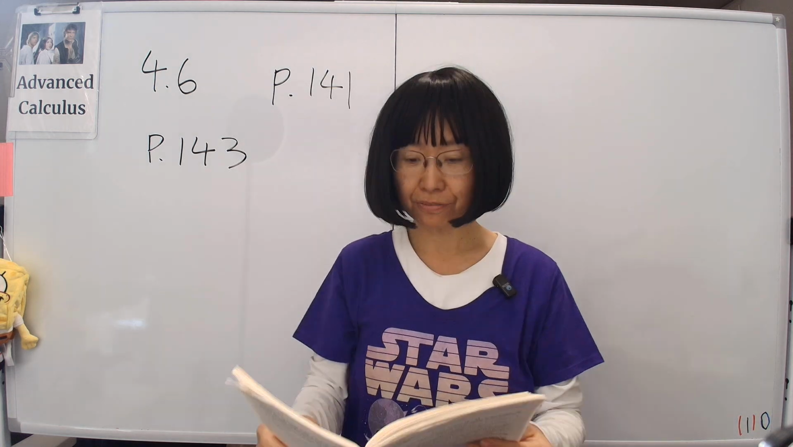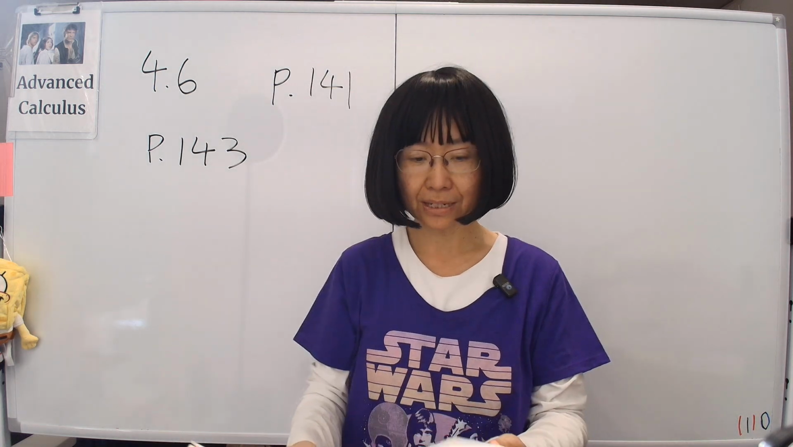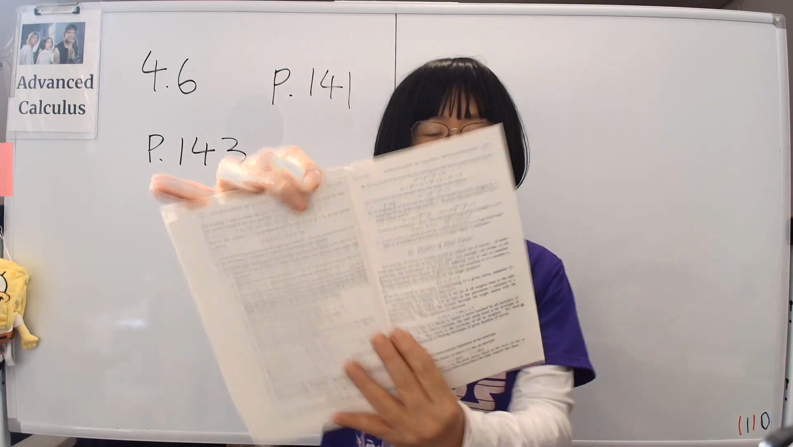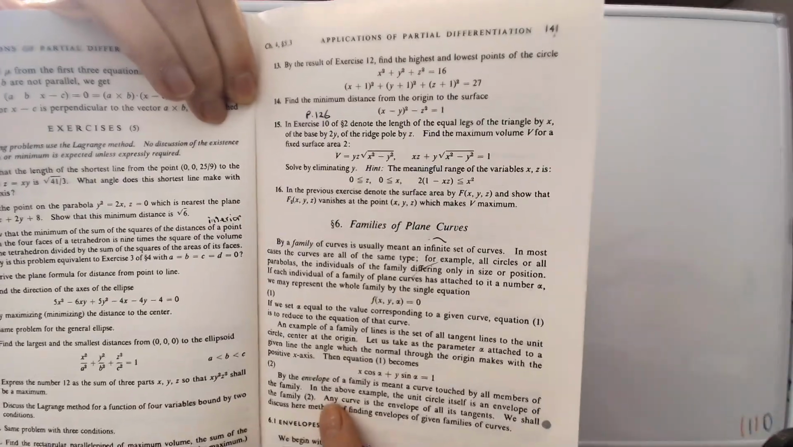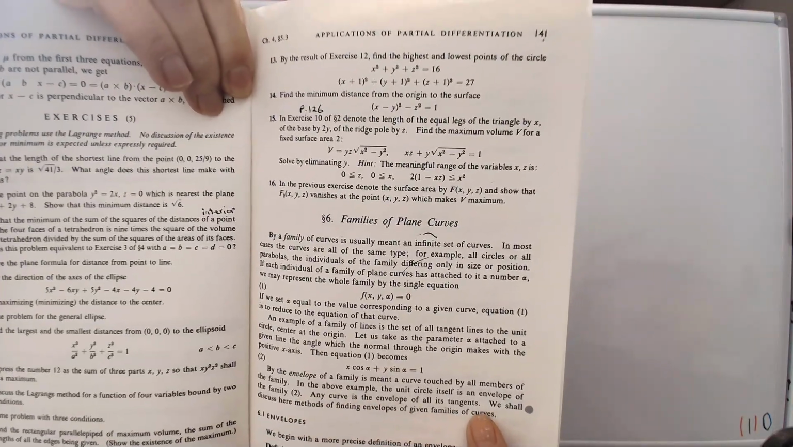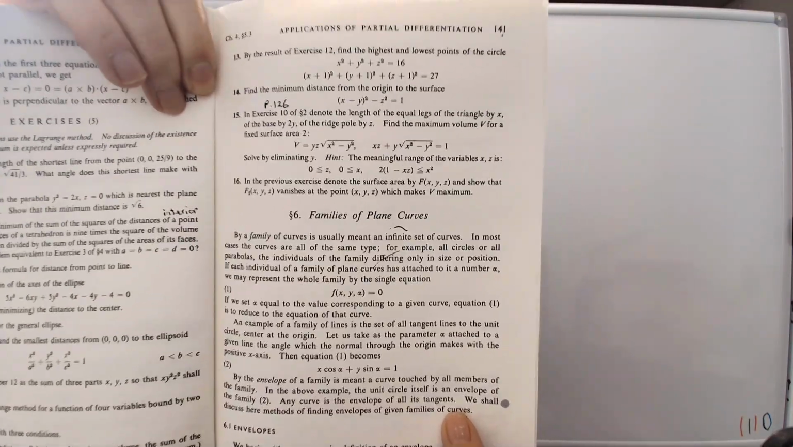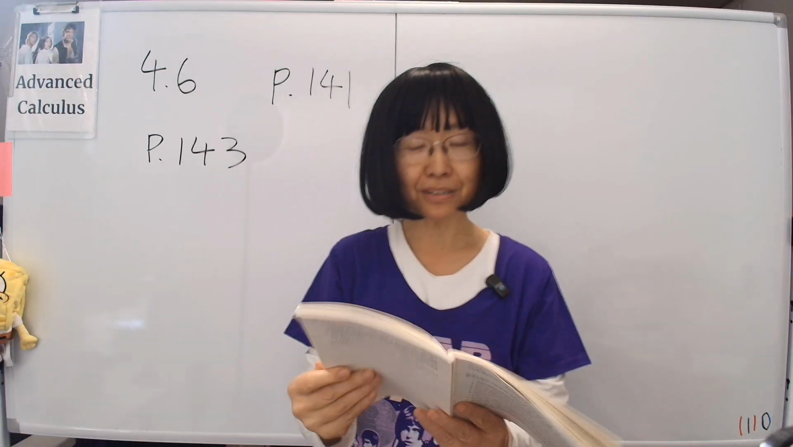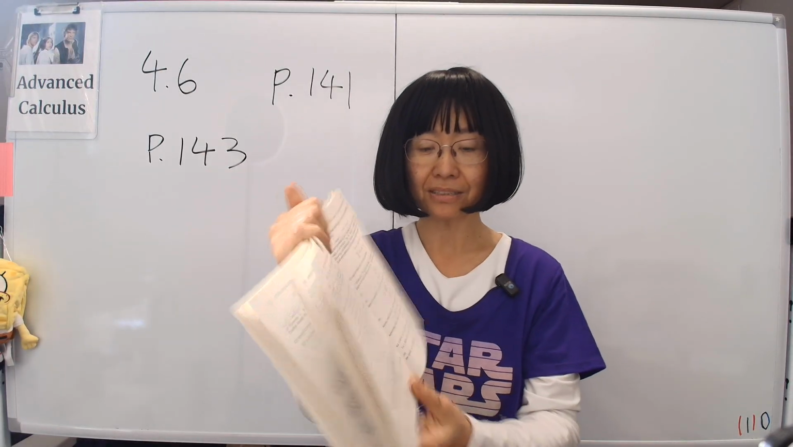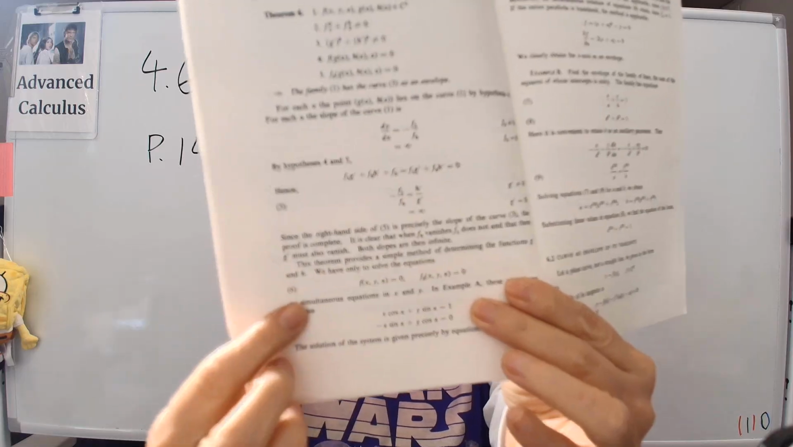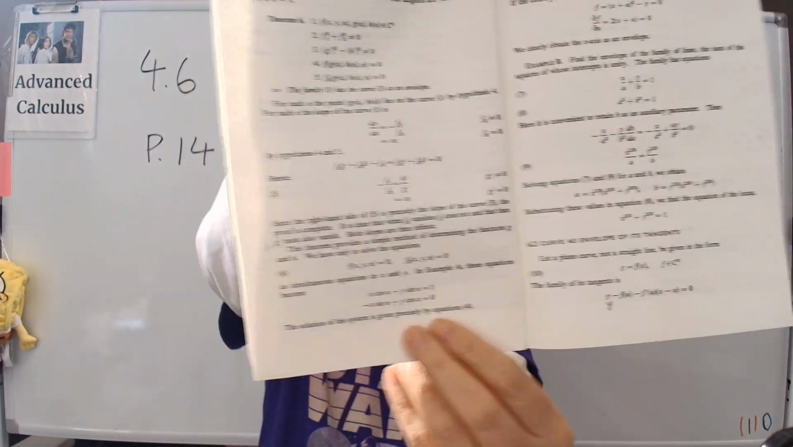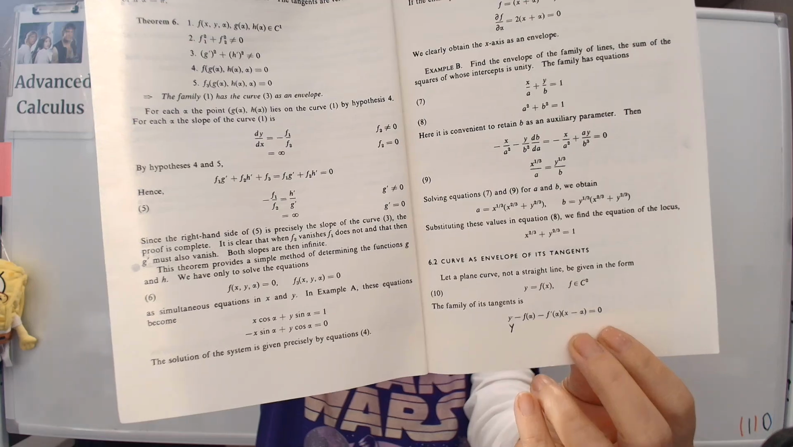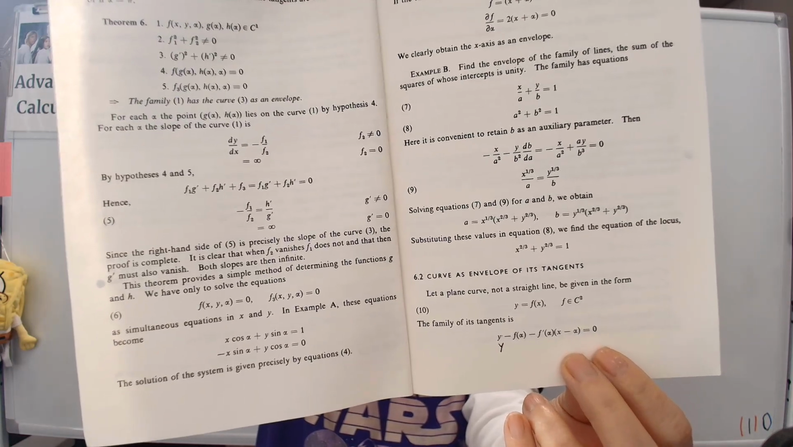In 6.2, we are going to prove that a curve is an envelope of its tangents. If you look at the previous page, page 141, you notice that I have it marked right here with a silver dot, where it says any curve is the envelope of all its tangents. Why? Because that's obvious, right? But now we're going to prove the obvious point with what we just learned. So we'll use equation 6 and prove the fact that any curve is an envelope of its tangents.